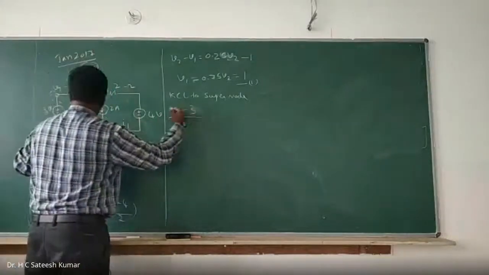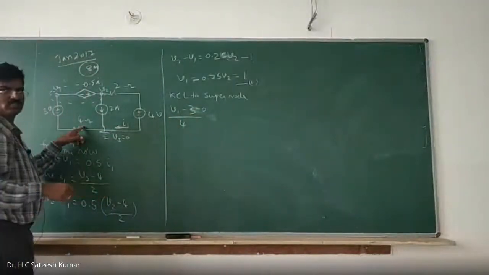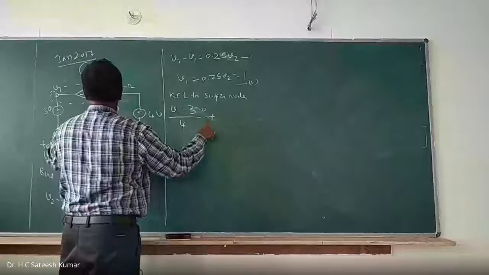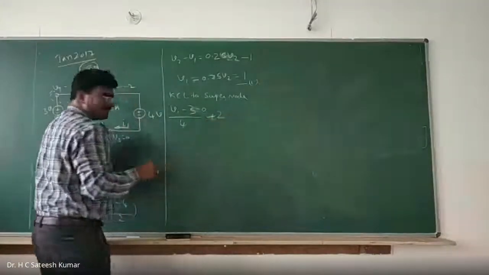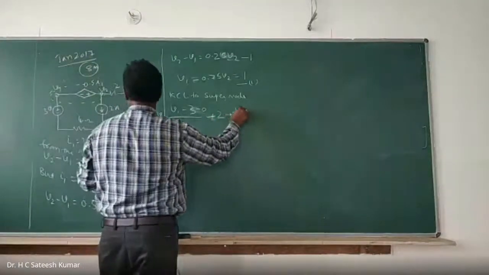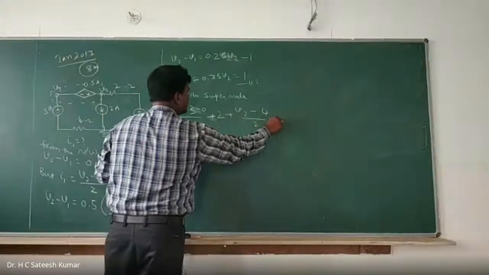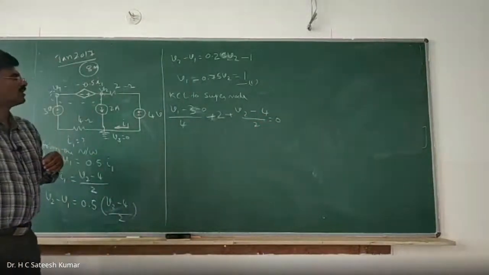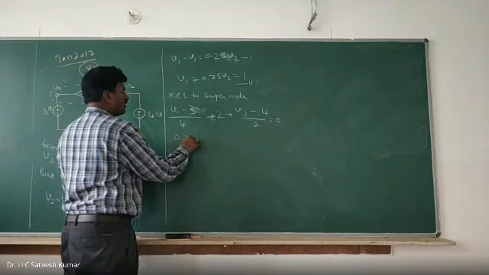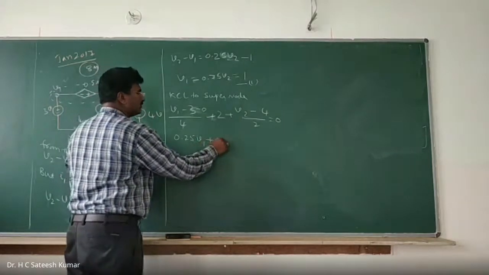V1 minus 3, V1 minus 3 minus 0 divided by 4 is there, plus V1, current is leaving, 2. Leaving is plus, current always they should leave. And plus, what is that we have? V2 minus 4 divided by 2 is equal to 0. Now, what is that you can write? V1 you group it to 0.25 V1. What about V2? 0.5 V2.